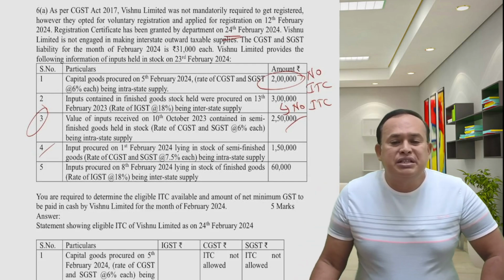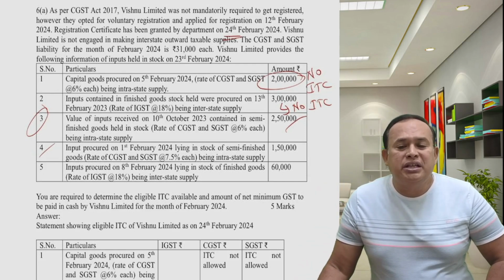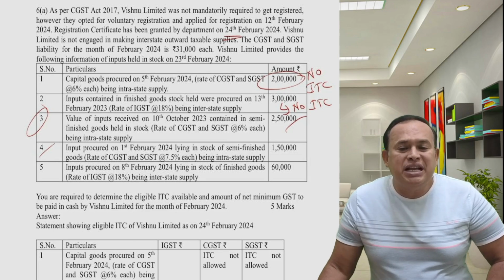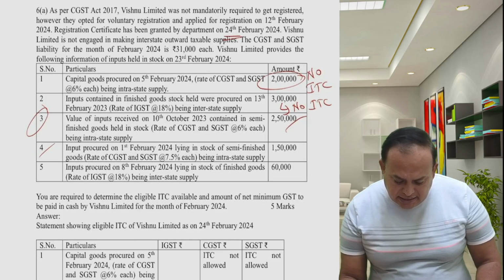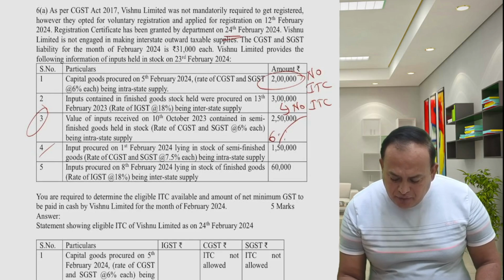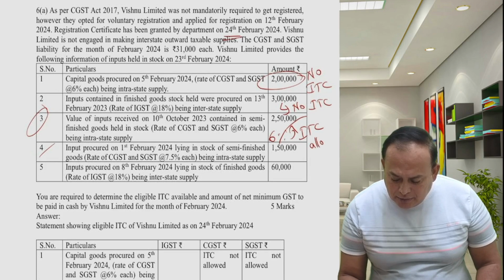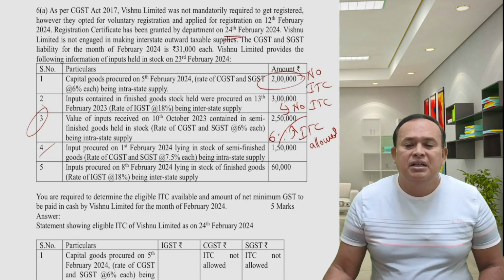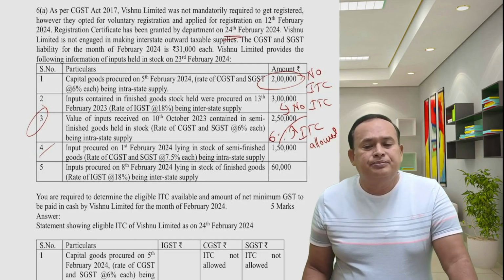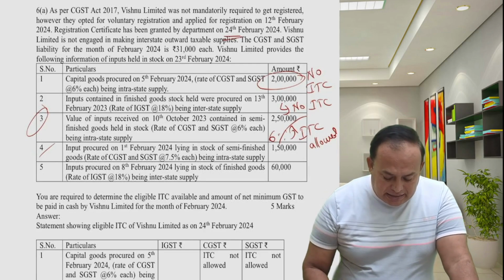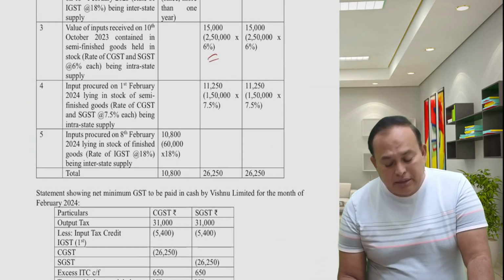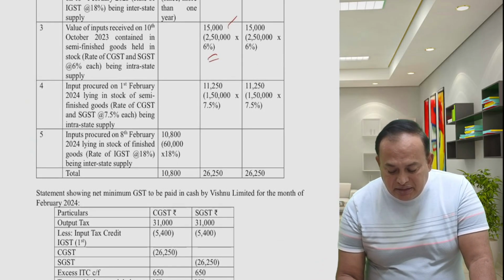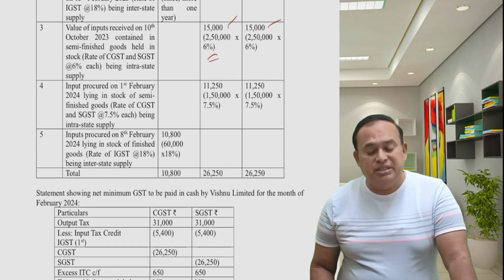Further, point number 3. Value of inputs received on 10th October 2023 contained in the semi-finished goods held in stock: 2,50,000 rupees. CGST, SGST, intrastate supply is qualified for ITC. Here, ITC allowed on 2,50,000. At 6%, 15,000 CGST and 15,000 SGST is allowed.